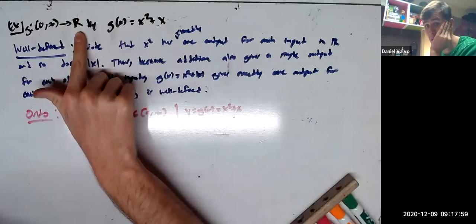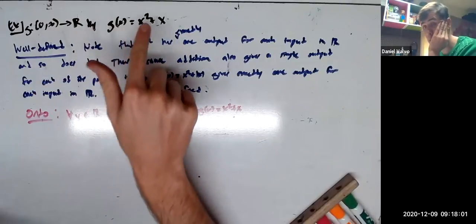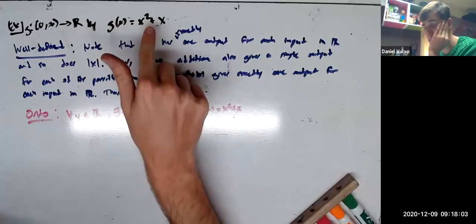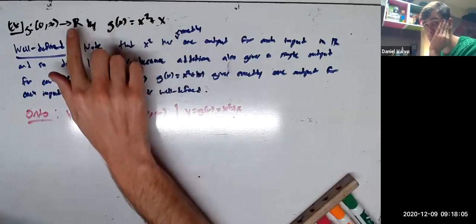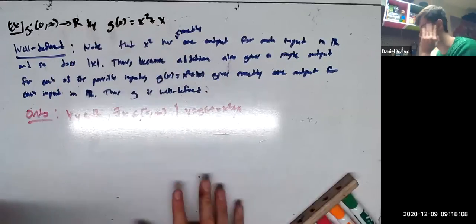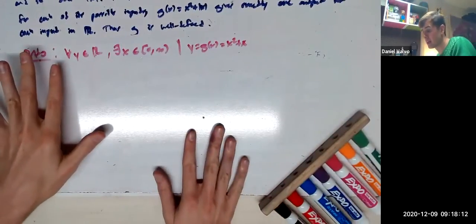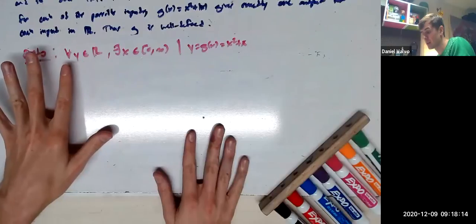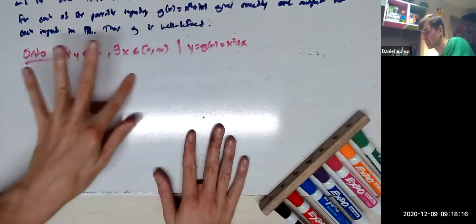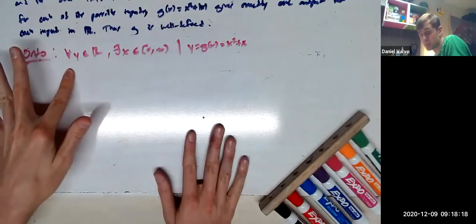So the range will not equal the codomain. The range will in fact be all the non-negative numbers. So we're missing a bunch. So it's not onto. And so the way you disprove onto is you simply have to disprove this claim, or really prove the negation of this claim.